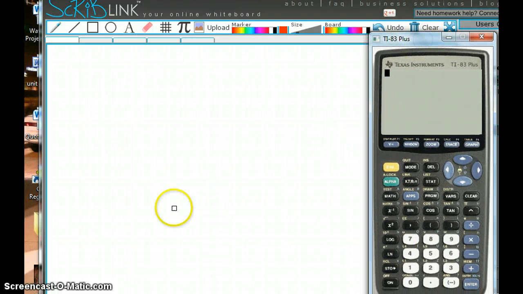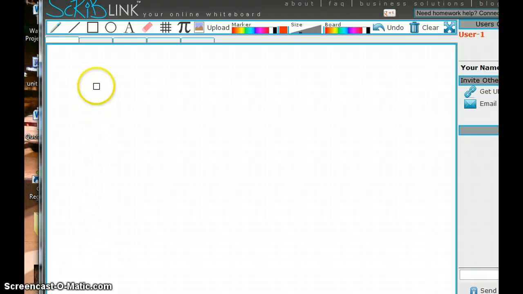We're going to learn how to find the slope, and we're going to learn how to find the midpoint of two coordinates. So first of all, let's look at the coordinates.